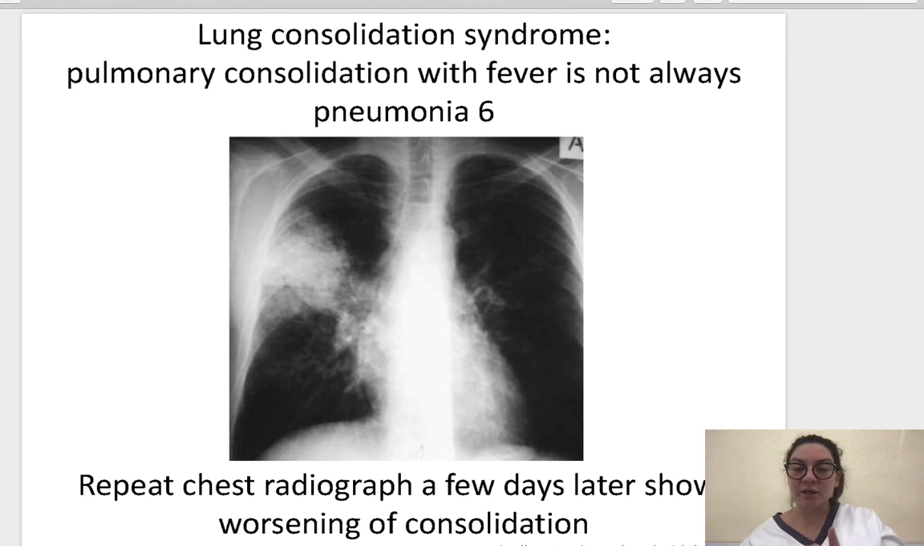After that, a chest radiogram was repeated a few days later, and it showed worsening of the consolidation. You see in this chest X-ray that the consolidation of the right upper lobe became much more intensive and bigger in size, even after several antibiotics, including very serious antibiotics.